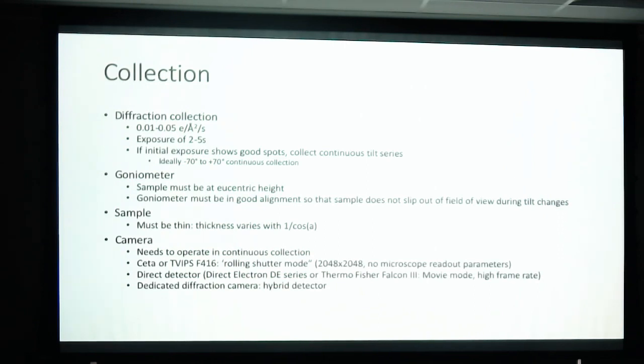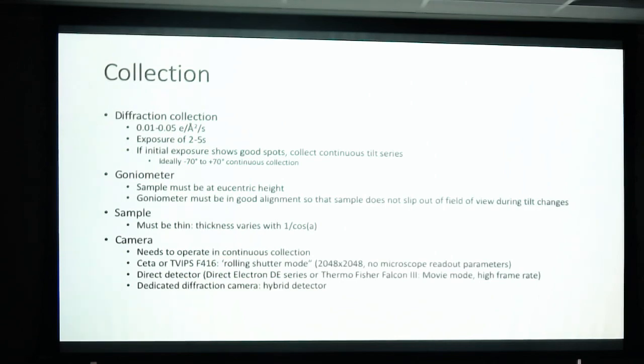Your sample has to be thin, like I said, because when you tilt it, the apparent thickness becomes bigger because it has a slab geometry. That will be covered more in the tomography section, but you can imagine that if my hand is this thick, then if I tilt it, it becomes this thick, so it becomes thicker.